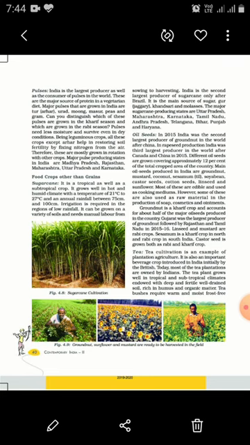Initially, it was cultivated on the Baba Budan hills, but even today it is cultivated around that area only, that is Karnataka, Tamil Nadu, the Nilgiri Hills region. Karnataka is the largest producer of coffee in our country.